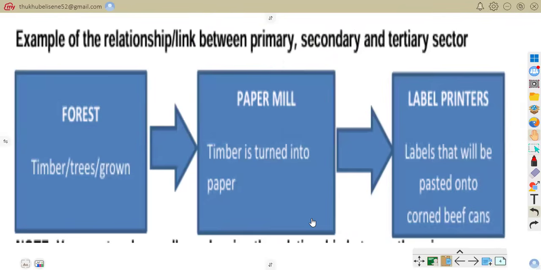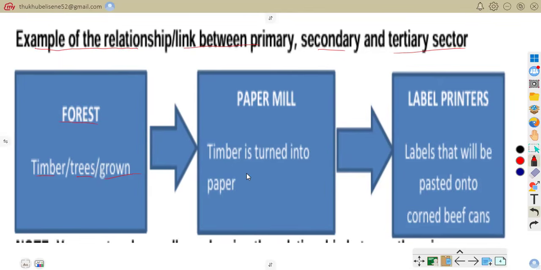Now we move on to examples. Example of the relationship link between the primary, secondary, and tertiary sector. We have forest, then we are talking of timber, trees, or grown. So primary, we are saying, is forest: you grow trees.